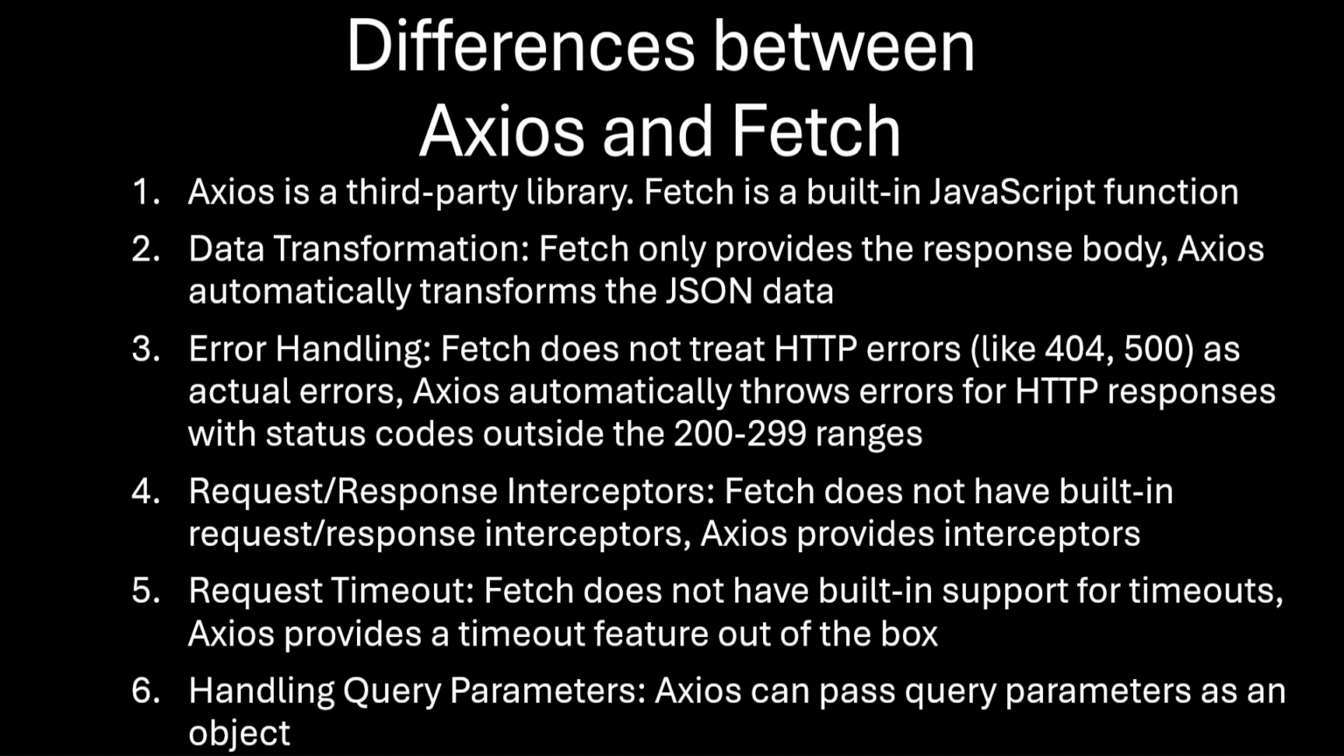So, point 1 is that Axios is a third-party library. Fetch is a built-in JavaScript function. You must install Axios separately, while Fetch is ready for use in a modern JavaScript environment. Let's go to the code.